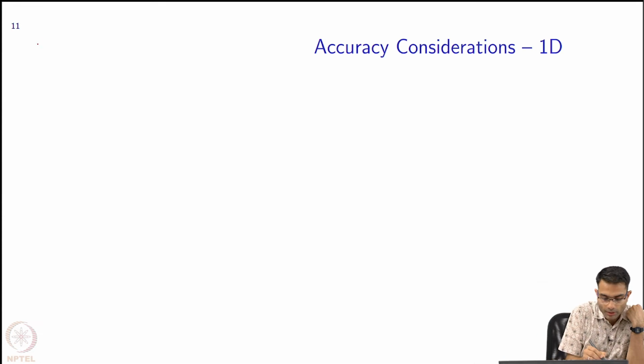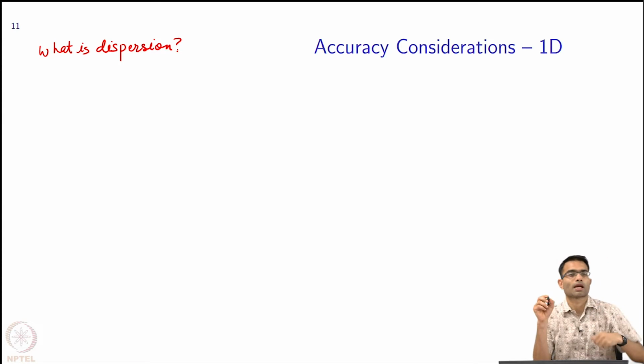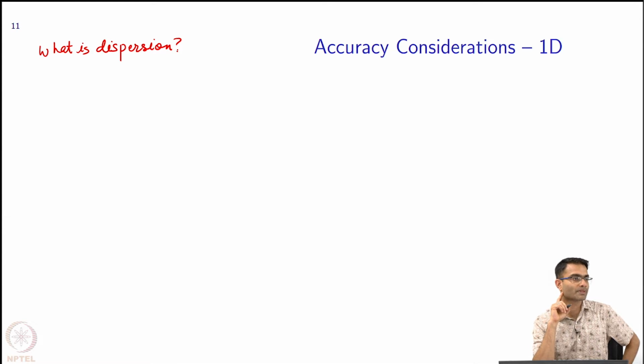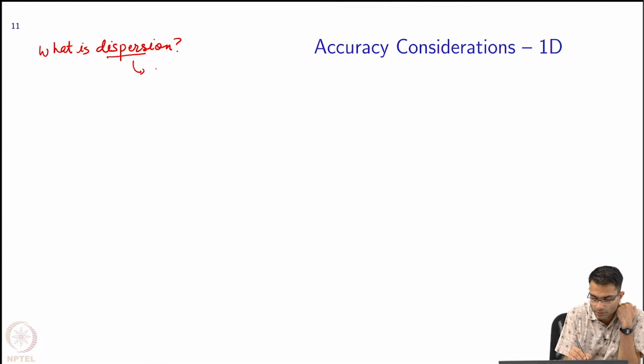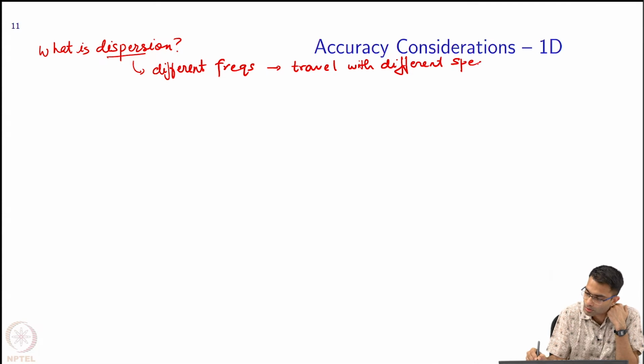So, for example, if I ask you this, what do you understand by dispersion? What is the first thing that comes to your mind? Frequency dependent, right? So, in a very practical sense, what happens? Different frequencies travel with different velocities, right? So, different frequencies travel with different speeds. Okay.